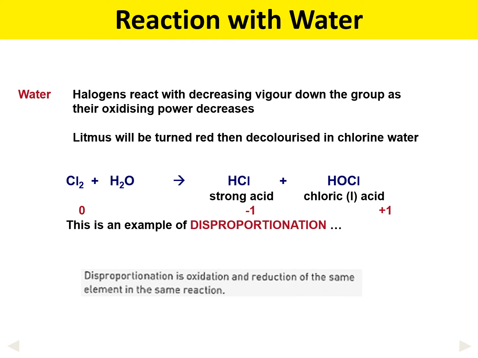The final set of reactions we have to look at are the reactions of halogens with water. This is the equation for chlorine in water. When we bubble chlorine gas into water, we produce hydrochloric acid and chloric acid. Again, this is an example of disproportionation because the oxidation state of chlorine is both increasing and decreasing.